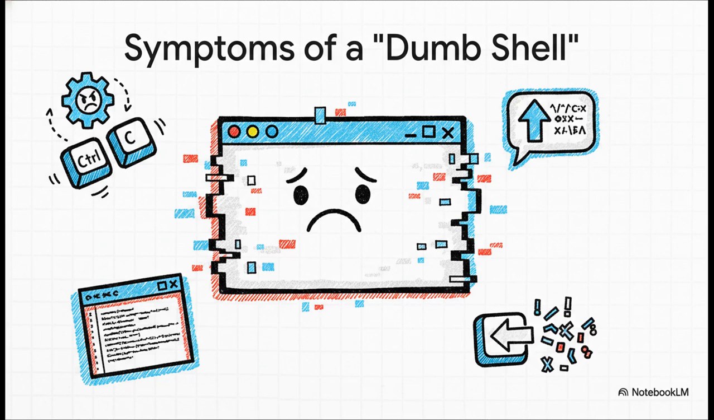And it's never just Control-C, is it? You hit the up arrow, you're expecting your last command, and instead you get this hieroglyphic nonsense. Or you try to fire up Vim or Nano, and the whole screen just melts into this garbled mess. Yeah, these are the classic, absolutely maddening symptoms of what we call a dumb shell.